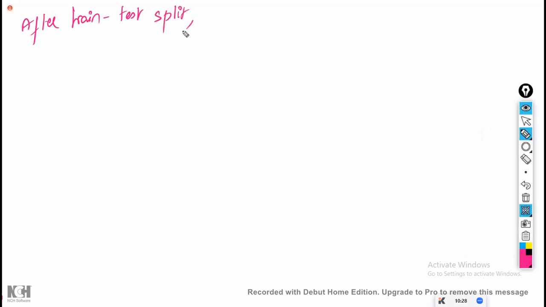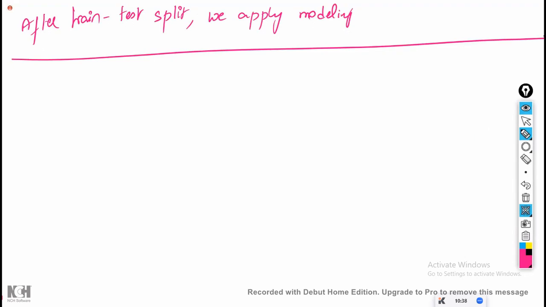We are going to do the modeling after the train test split. After data pre-processing is completed, now we are going to apply the modeling. Now let us start with the modeling.